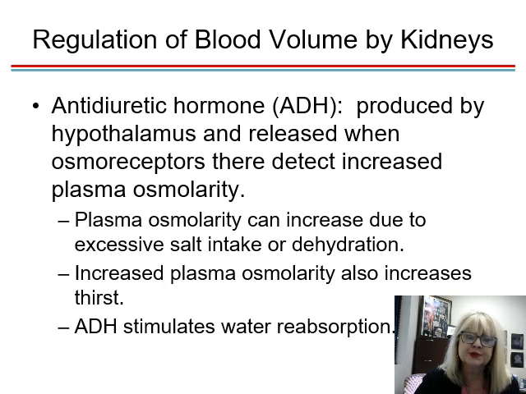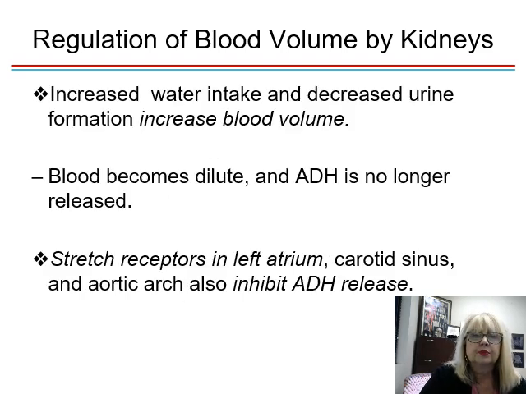Antidiuretic hormone is produced by the hypothalamus and released when osmoreceptors there detect increased plasma osmolarity. Plasma osmolarity can increase due to excessive salt intake or dehydration, and increased plasma osmolarity also increases thirst. ADH stimulates water reabsorption in the body. Increased water intake and decreased urine formation increase blood volume, so the blood becomes dilute and ADH is no longer released.